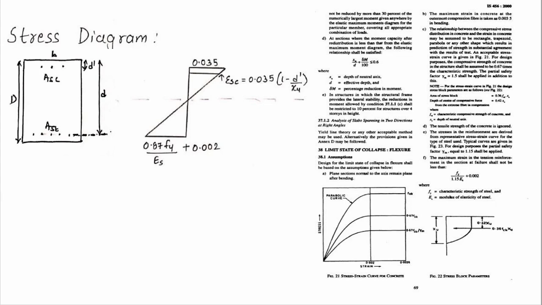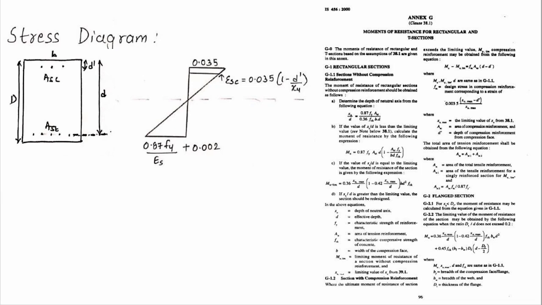I again request you to pause this video and move on to page number 96 of your IS code. So moving on to page number 96, you will see an equation here, fsc. F stands for stress, S stands for steel, C stands for compression. So stress in steel in compression, it states that design stress in compression reinforcement corresponding to a strain of, that means the strain value is mentioned here. So this value can directly be implemented here in your stress strain diagram if it is asked.